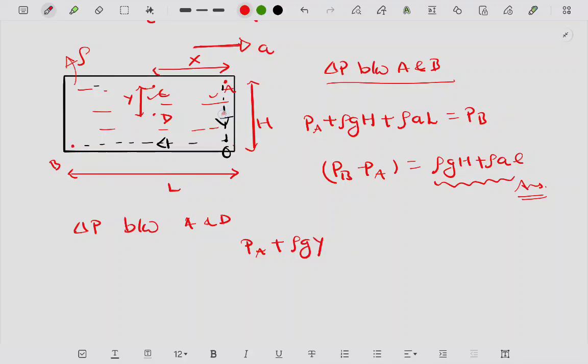Again, if you see, we have reached this point. When we reach this point, again we have to come in the backward direction, which is again the opposite direction of acceleration. So the pressure will increase by rho a x amount, where x is given. That is equal to P at D. This is how we can calculate the pressure difference between point A and D, which will be rho ax plus rho gy. So that is your answer for this question.